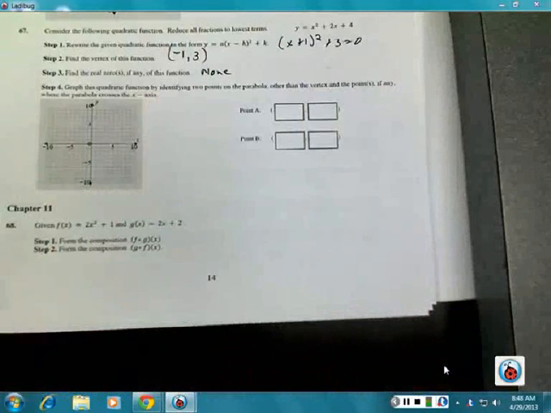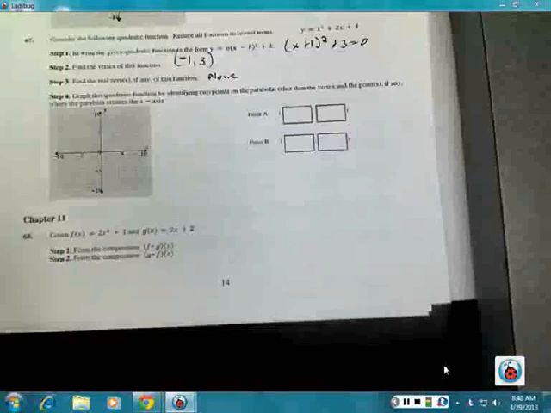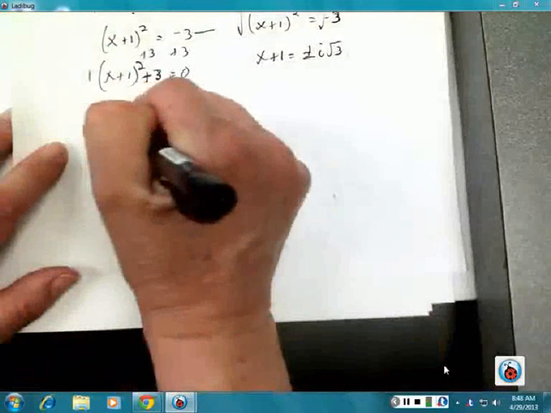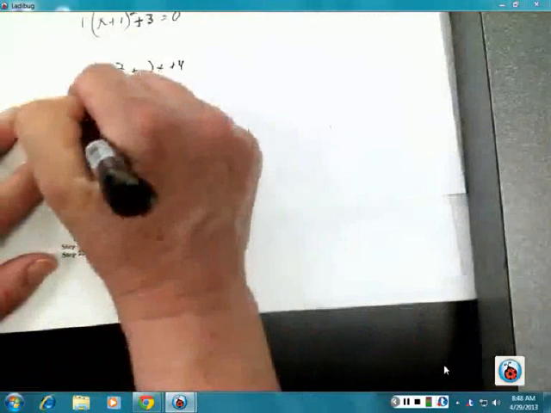And so then it says graph the quadratic function. So if I graph it, I need to know where I'm going to start. So y equals x squared plus 2x plus 4. Plug in a point, so, let's see. Pick a 3.